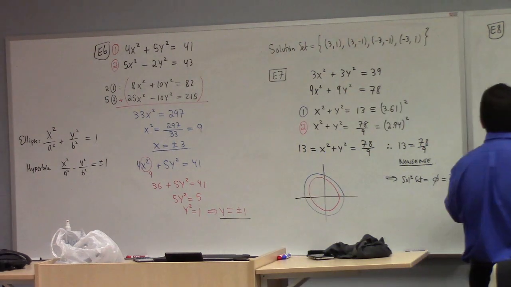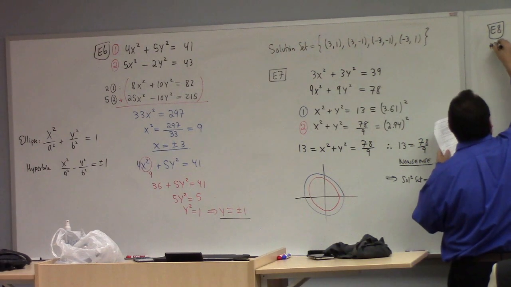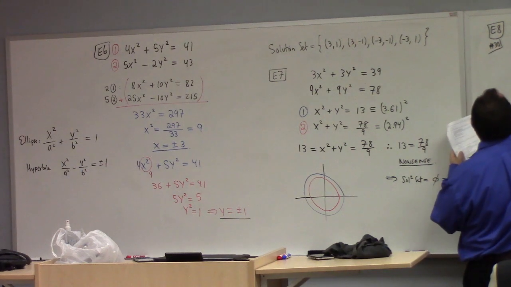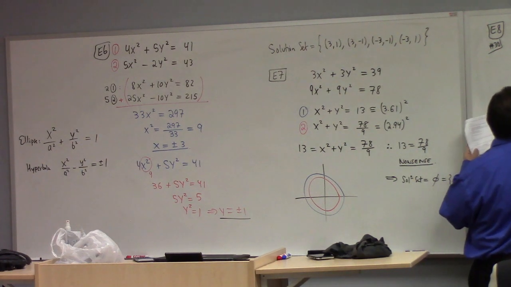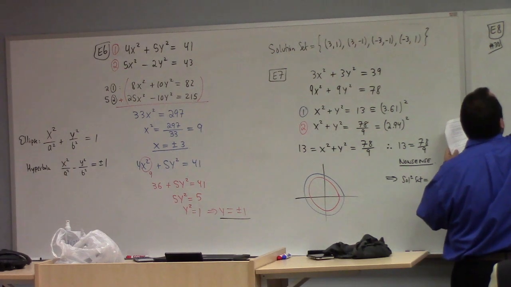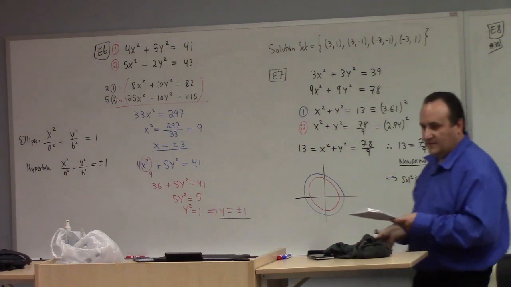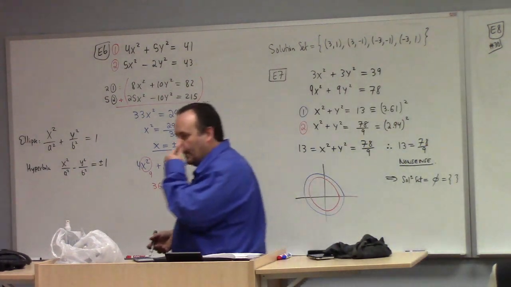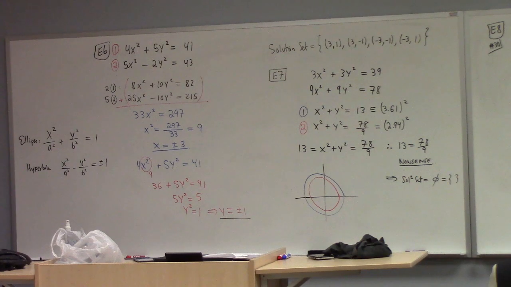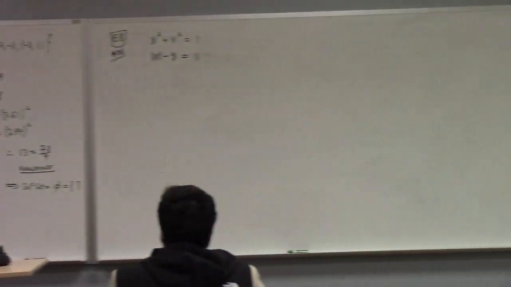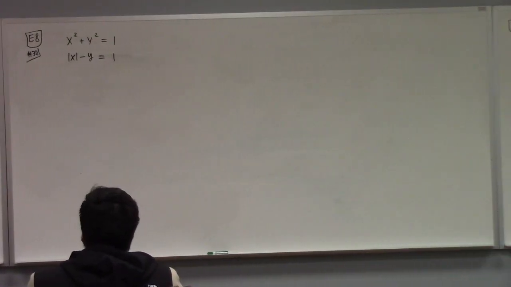Example 8. So here, this is an important example. This is number 30. It's very important. Do you know the significance of this example? So again, we're supposed to solve this system and find all the solutions. You're like, absolute value, what? Oh man, not absolute value. I had an unpleasant experience with absolute value earlier in this course, right? Don't worry, it's harmless. It's going to be okay.